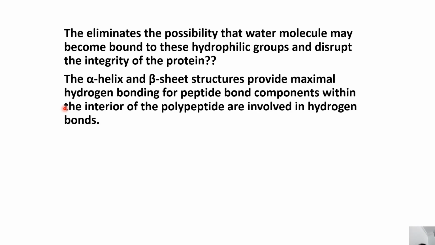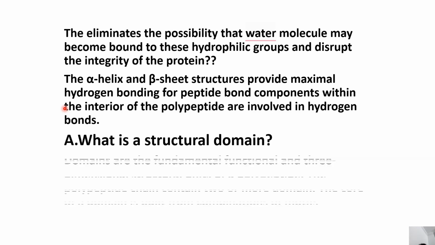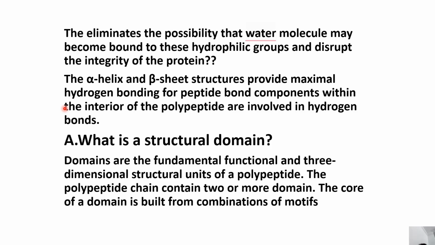This eliminates the possibility that water molecules may become bound to the hydrophilic groups and disrupt the integrity of the protein. Now, the alpha helix and the beta sheet provide maximal hydrogen bonding for peptide bond components. Peptide bond components within the interior of the polypeptide are involved in hydrogen bonds.